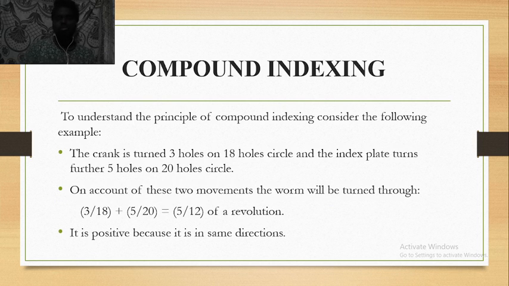To understand the principle of compound indexing, we can see the following example. The crank is turned 3 holes on an 18-hole circle, and the index plate turns a further 5 holes on a 20-hole circle, and we can say that 3/18 plus 5/20 equals 5/12. As I mentioned before, here the crank and the plate rotate in the same direction, so we take it as positive.